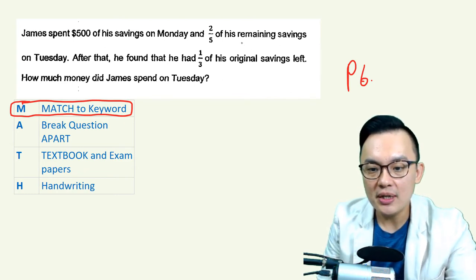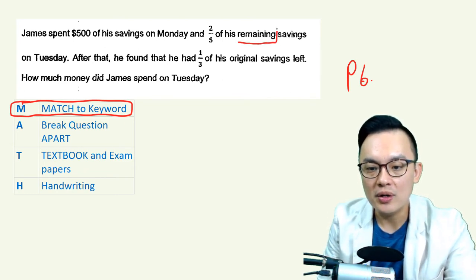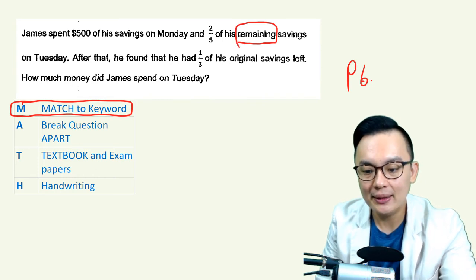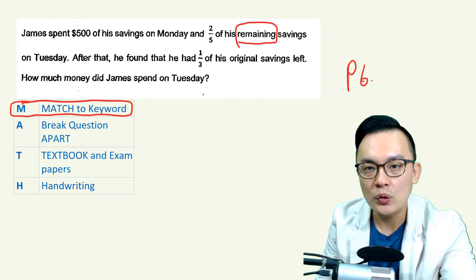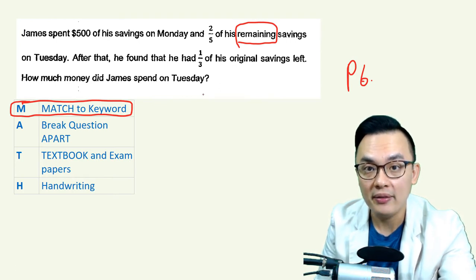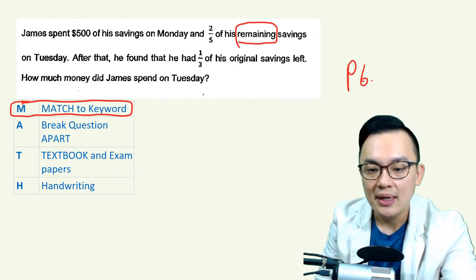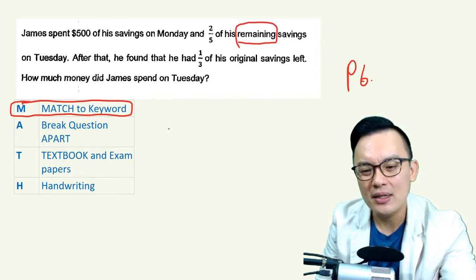So for this question, the most important keyword is actually the word "remaining" over here, which suggests that you need to use the branching method. The branching method is like 90%. Every time you see the word remaining, 80-90%, you need to use the branching method.